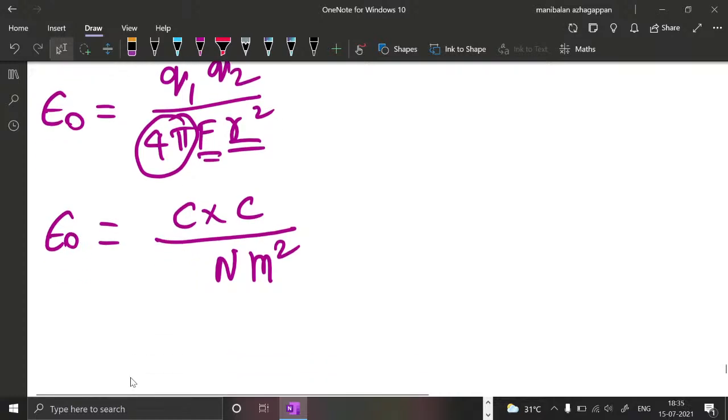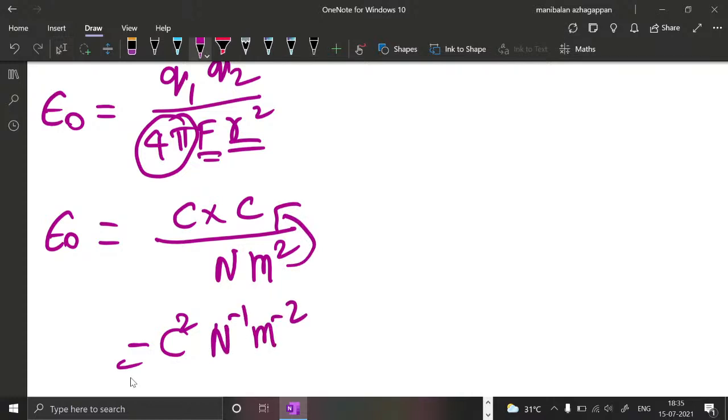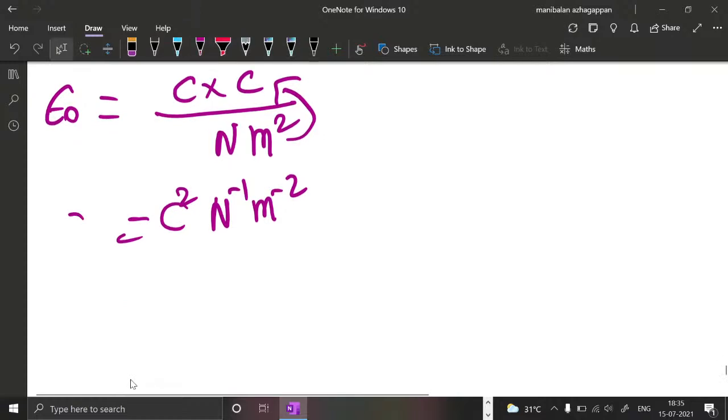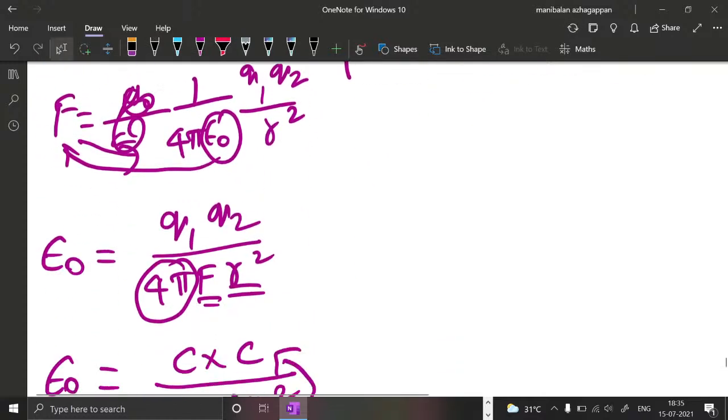So epsilon naught is Coulomb square, and from the denominator I am taking this as numerator, so Newton inverse meter minus 2. So that is called epsilon naught. This is the unit. You can give the same unit for the epsilon naught value.